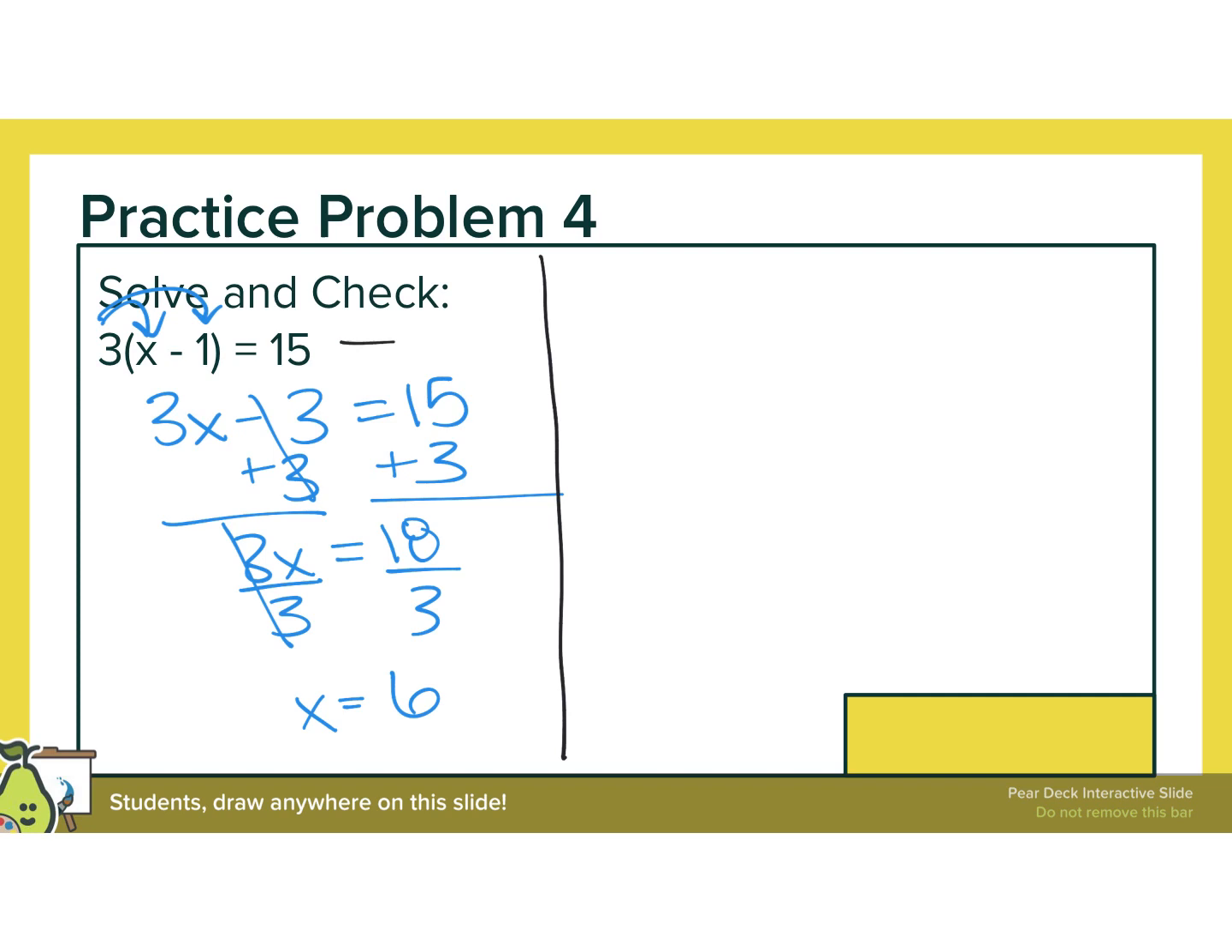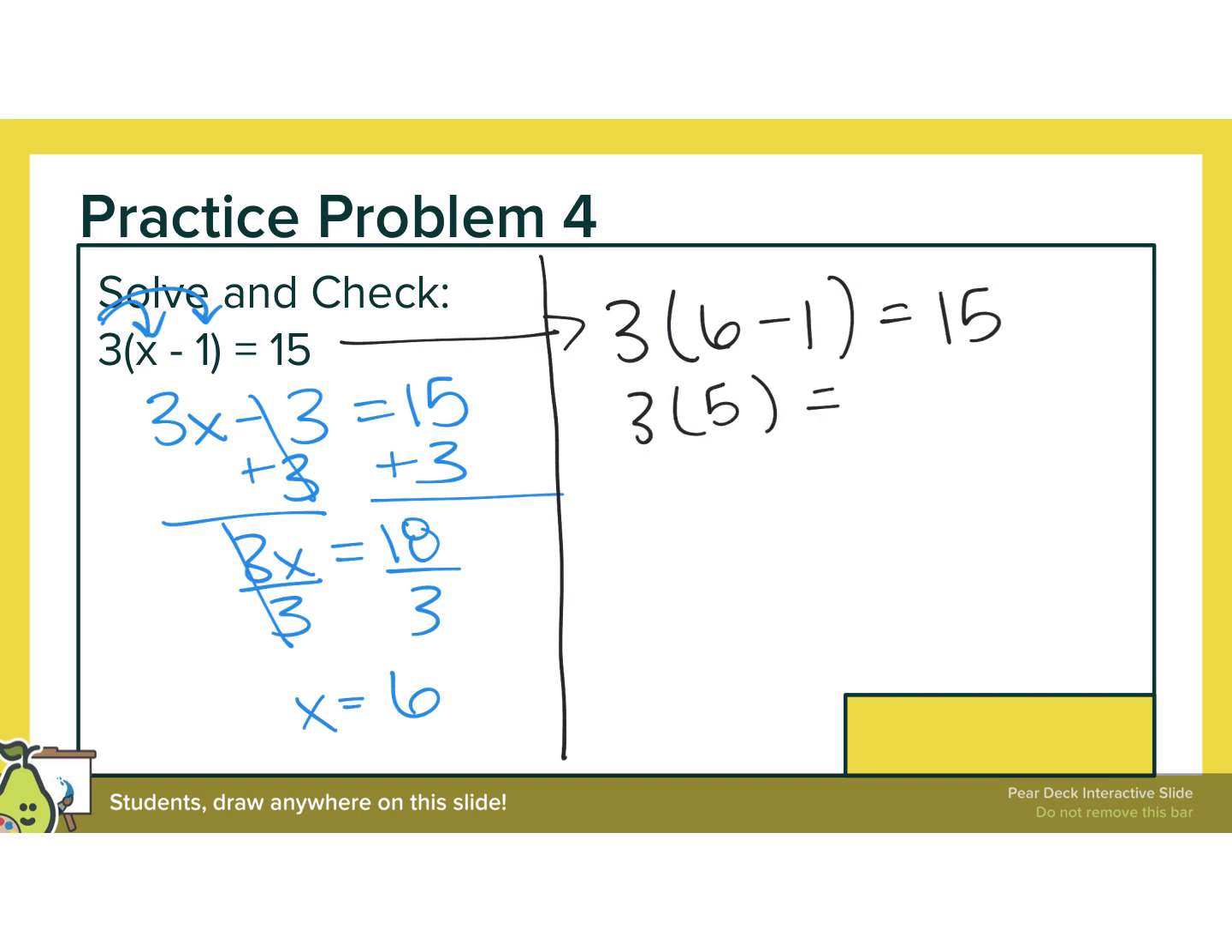I'm going to rewrite this equation, but instead of the x, I'm going to put a 6 in its place. When you have all the numbers, you don't need to distribute, right? I can just do 6 minus 1, which is 5. You distribute when you're not sure what one of those numbers is, when you have a variable.